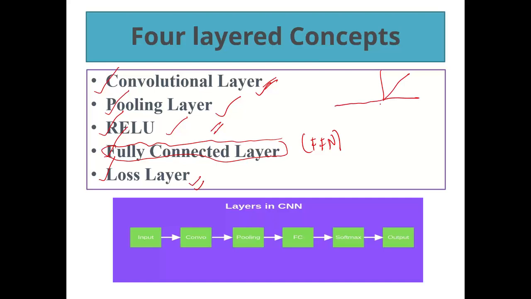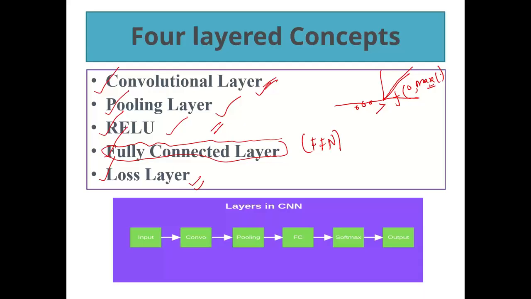Meaning if the pixel is less than zero, everything becomes zero, otherwise it is rectified. So that is max of zero and the value: the function returns zero or the max value. The pooling layer is used for the downsampling operation, which I will discuss, and the fully connected layer is basically used for classifying the object.